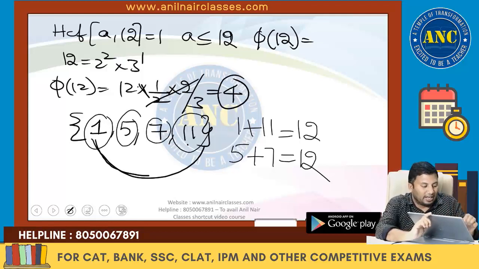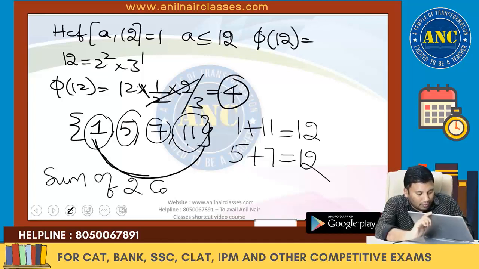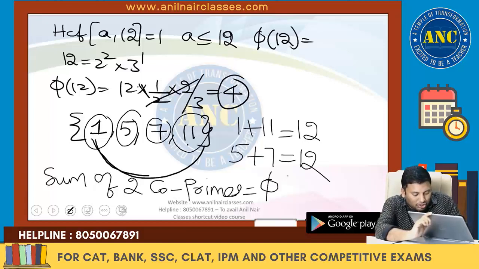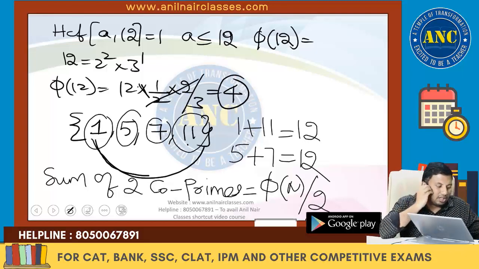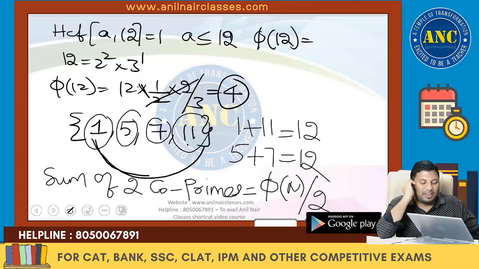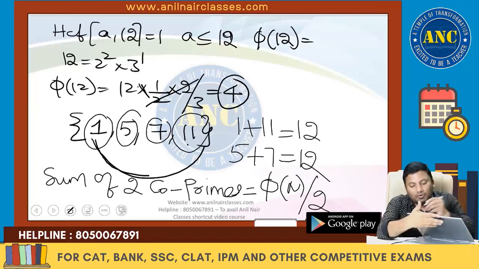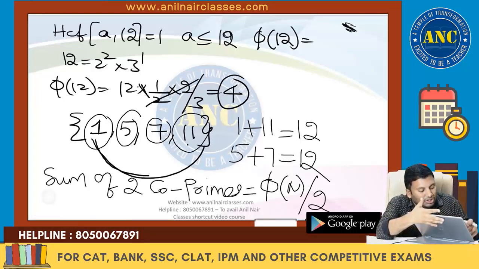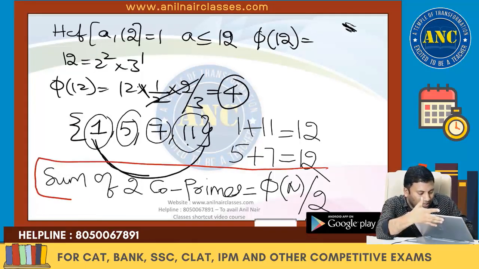Please write down: sum of 2 co-primes is always given by quotient function divided by 2. Quotient function will be divisible by 2. Why? Because quotient function always returns an even number. Extremely important, please make a note of it.